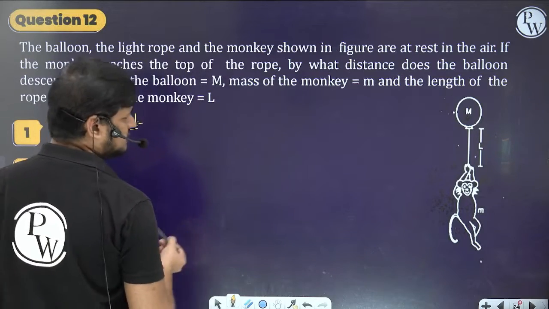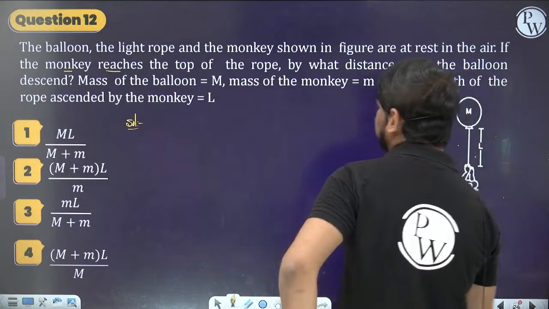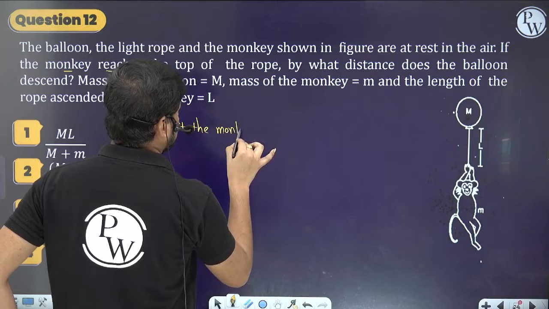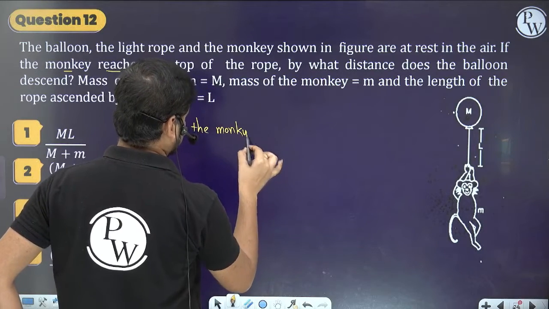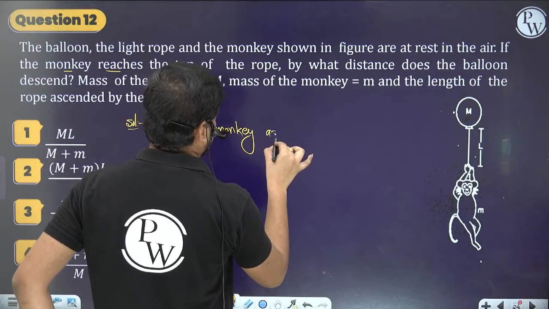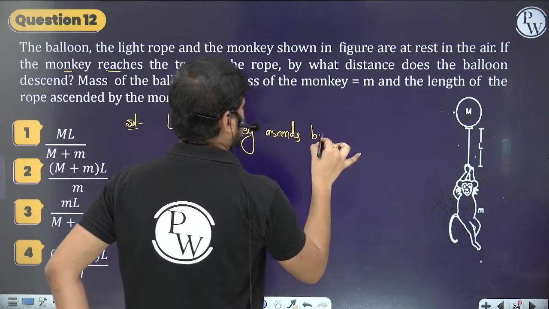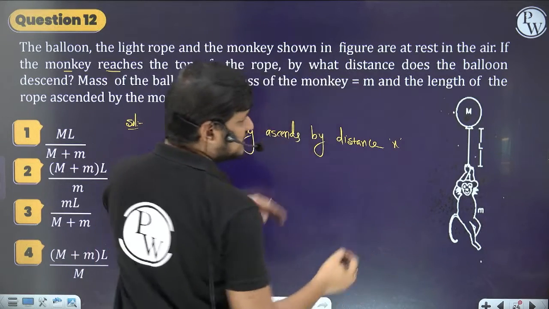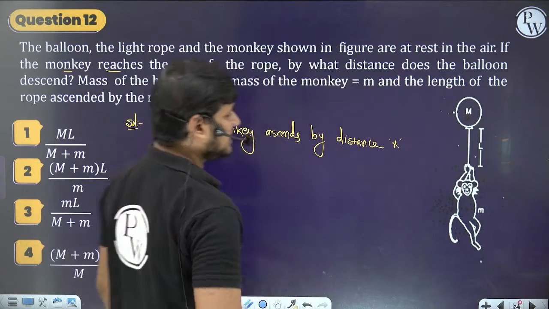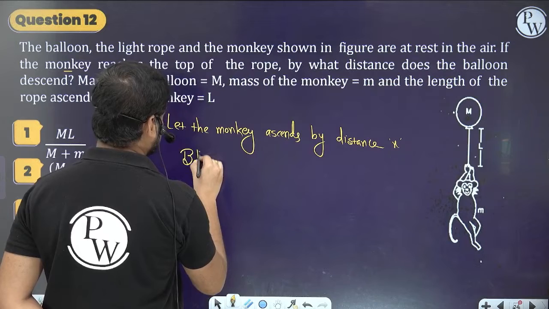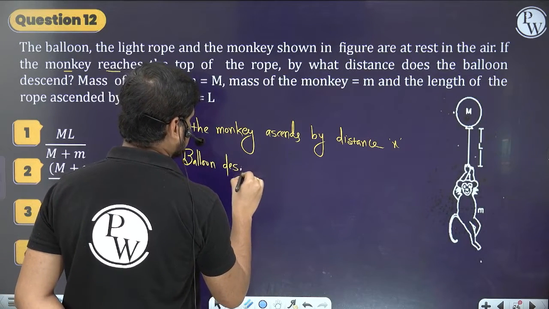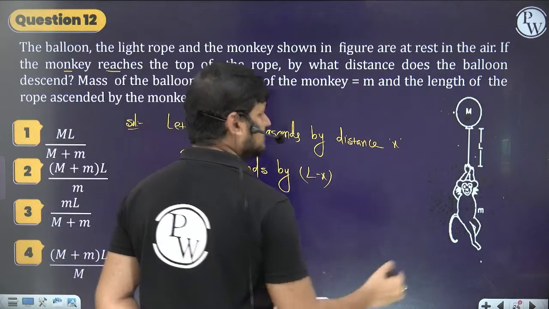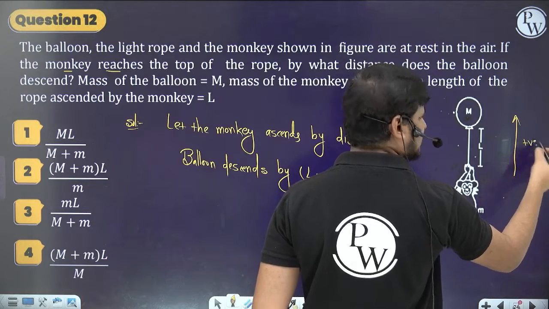So let's suppose, see here, let the monkey ascend by distance x. Then the balloon will descend by the distance l minus x. So the balloon descends by l minus x, right? I am considering the upward direction as positive and the downward direction as negative.